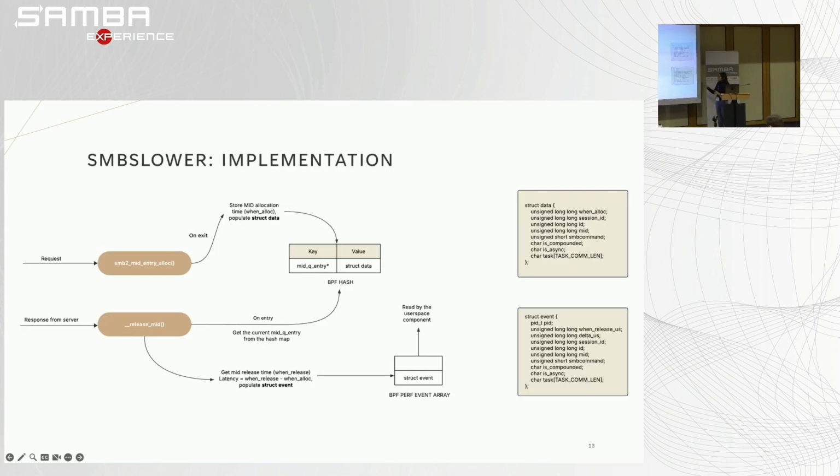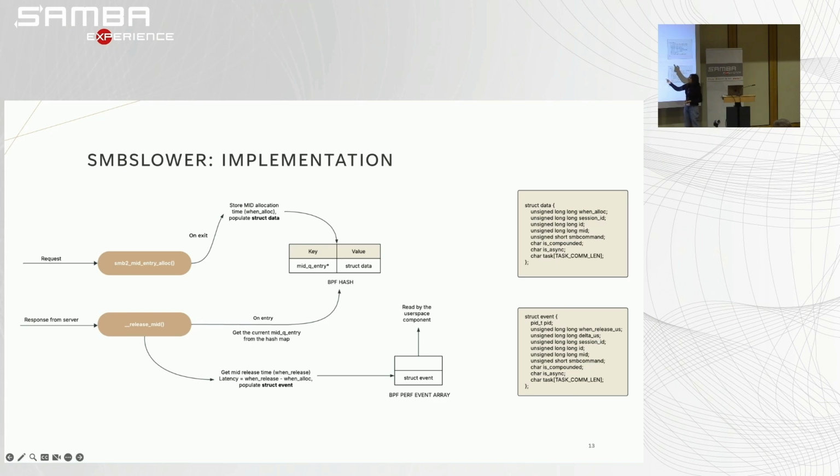Now, here is how SMB slower is implemented. There's a request that comes to cifs.ko, and every request that needs to go over the wire will always have some message ID allocated to it. This happens in the SMB2 mid entry alloc function. So whenever that function is exited, it means the message ID has been allocated to that particular request.